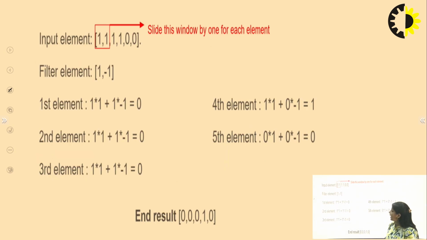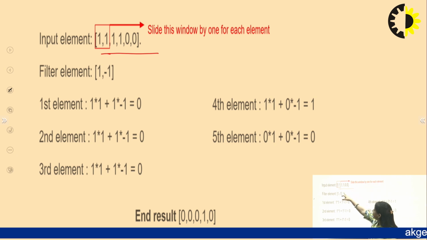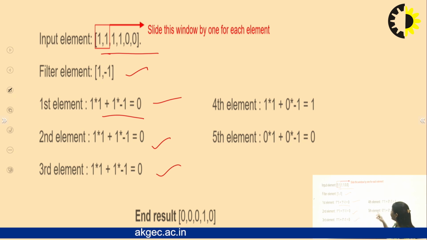So we can apply this CNN onto one-dimensional data also. If we have one-dimensional data and the filter elements are 1 and minus 1, then we apply the convolution here for the first element, similarly for the second element by sliding the window, similarly for the third element, fourth element and fifth element, and the end result is this.